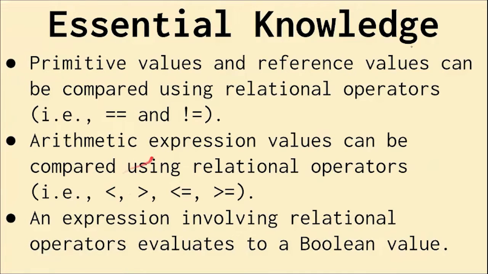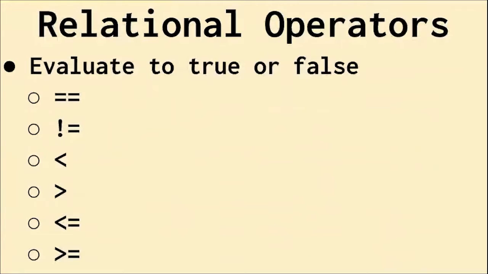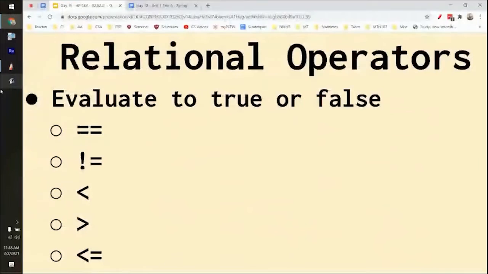Okay, less than, greater than, less than or equal to, greater than or equal to. Again, it's just asking a question. Is it less than? Is it greater than? Is it less than or equal to? It's not actually saying that it is. Okay, and I'm going to show you this by using some example code.